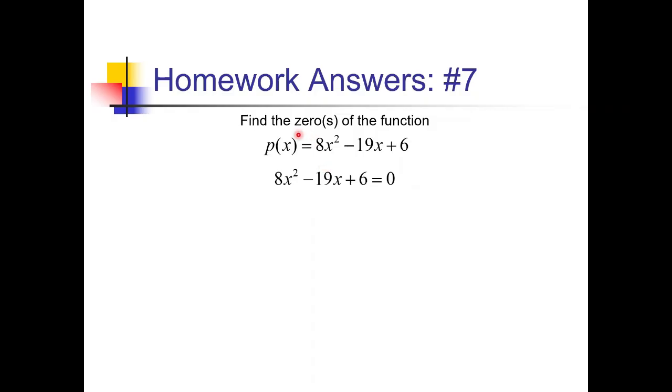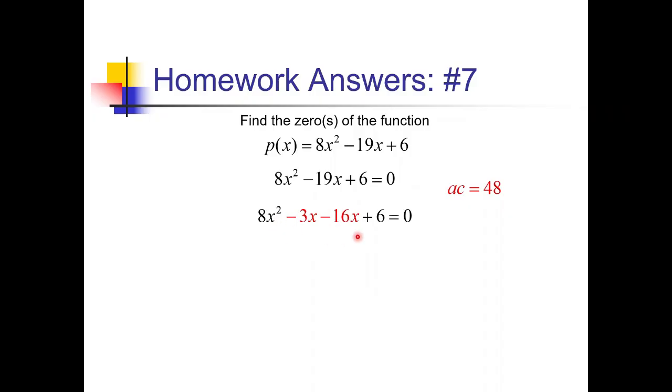So our AC value, 8 times 6, gives us 48. Numbers that multiply to 48 and add up to -19. Let's go through our possibilities. 1 times 48 doesn't work. 2 times 24 doesn't give us 19 if we add those. 3 and, let me think, 16. Yep, I can get a -19 out of that if I have -3 and -16. So I'm going to split this -19x up into a -3x minus 16x.